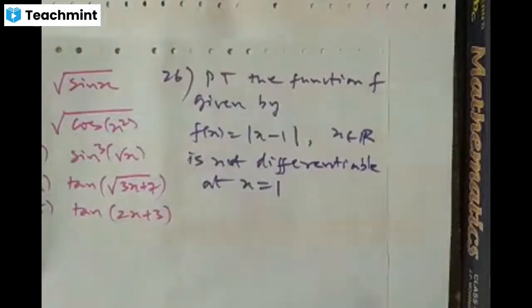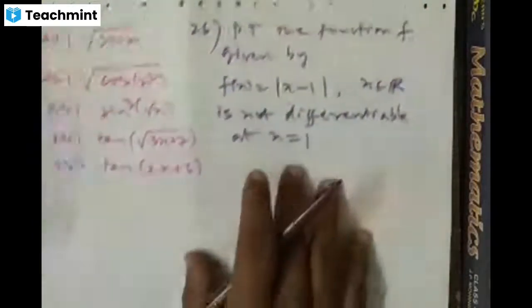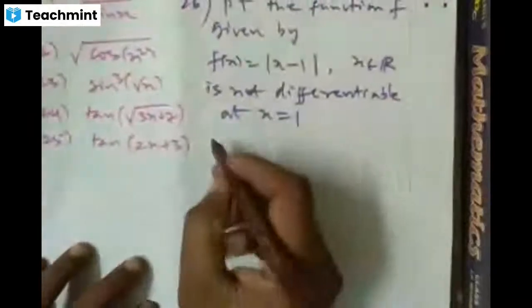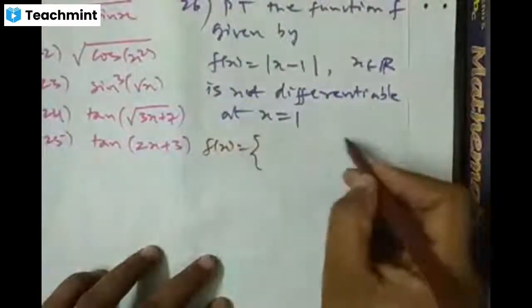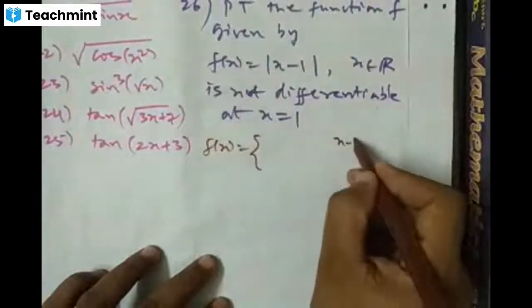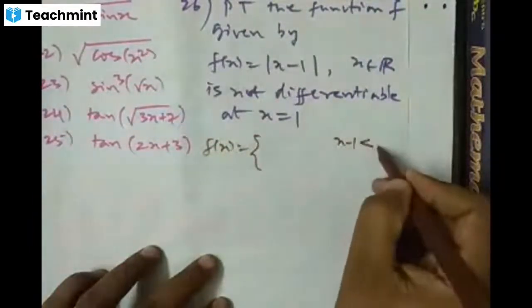Okay, so here we have to find left hand derivative as well as right hand derivative. If they are not equal at the point x is 1, then we conclude that the given function is not differentiable at the point x equal to 1. Okay, so I'll rewrite the given function. See, I can write f of x as whenever x minus 1 is less than 0.